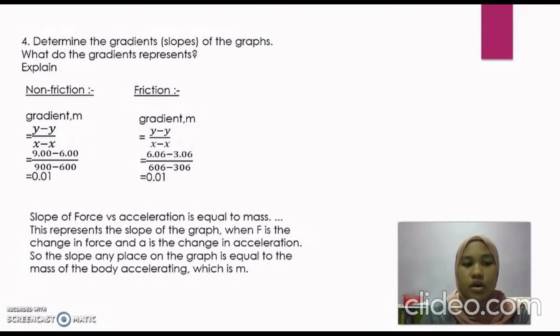So the slope of force versus acceleration is equal to mass. This represents the slope of the graph when F is the change in force and A is the change in acceleration. So the slope at any place on the graph is equal to the mass of the body accelerating, which is m. So for this graph, 0.01 represents the mass of the object.